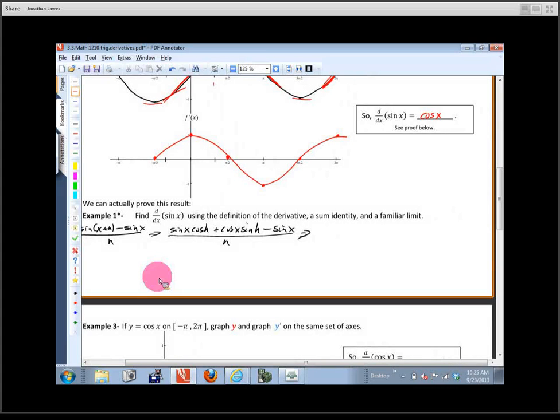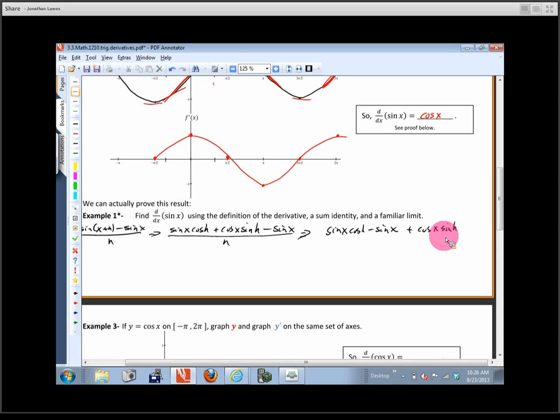Now, you could spend some time manipulating this. We've got a limited amount of time today, so I'm going to just rearrange this for us. This is going to be the sine of x, the cosine of h, minus the sine of x. And the reason I did that is because those have a common factor. And then I'm going to write plus the cosine of x times the sine of h, and all of this is over h.